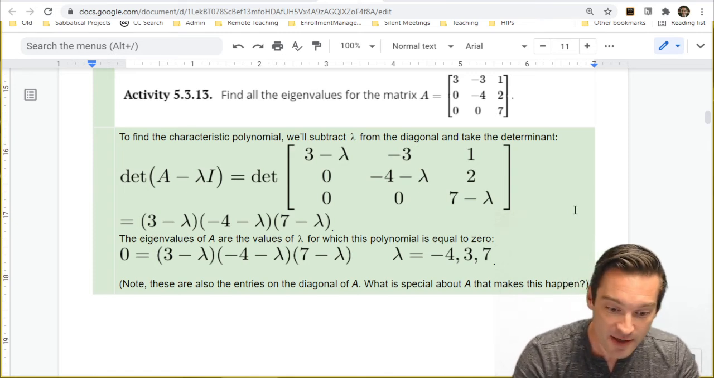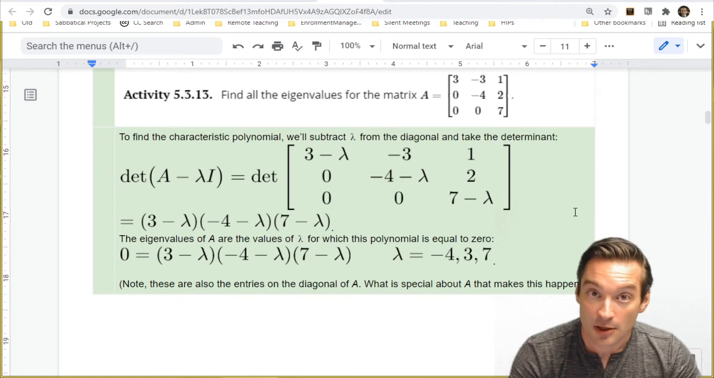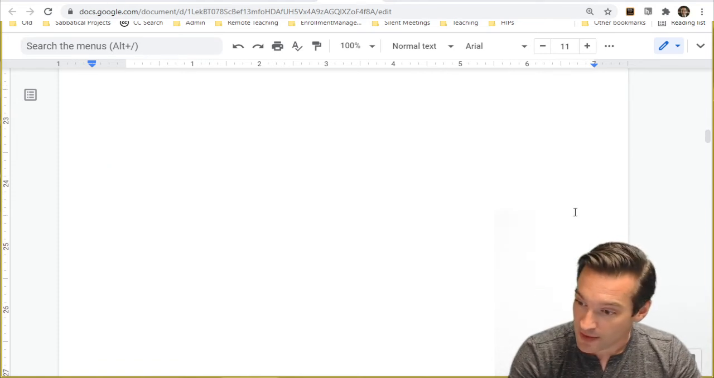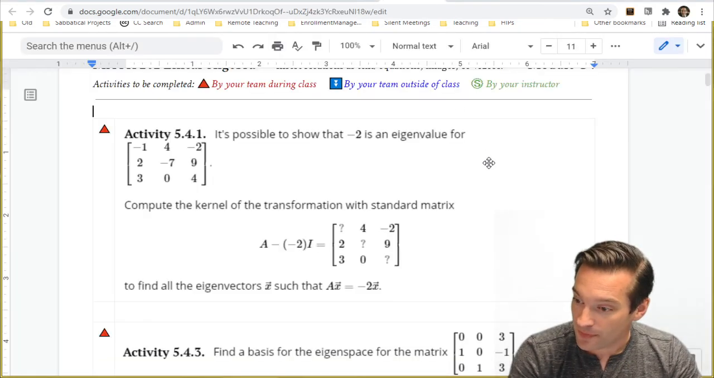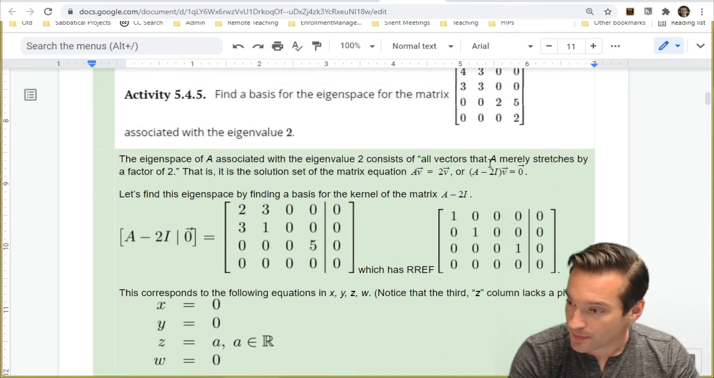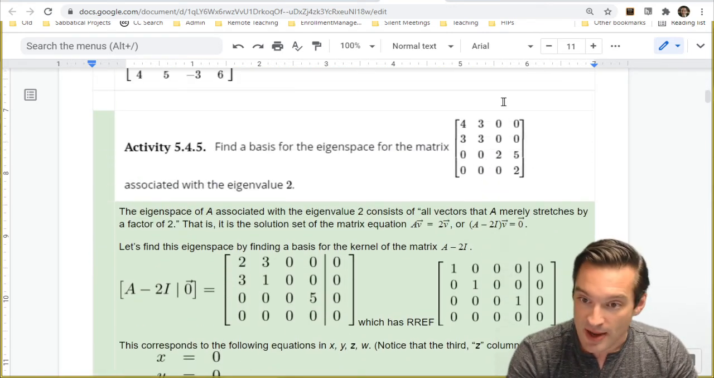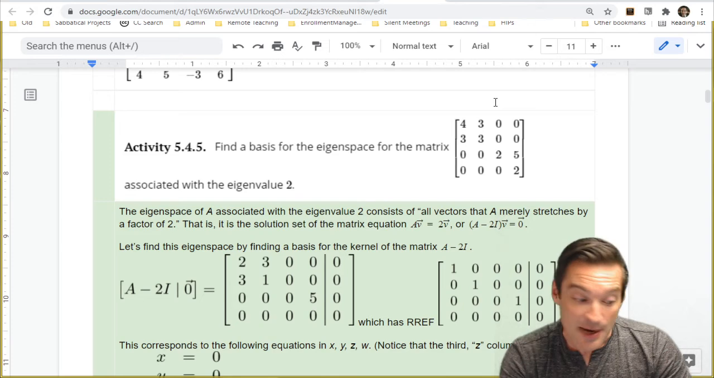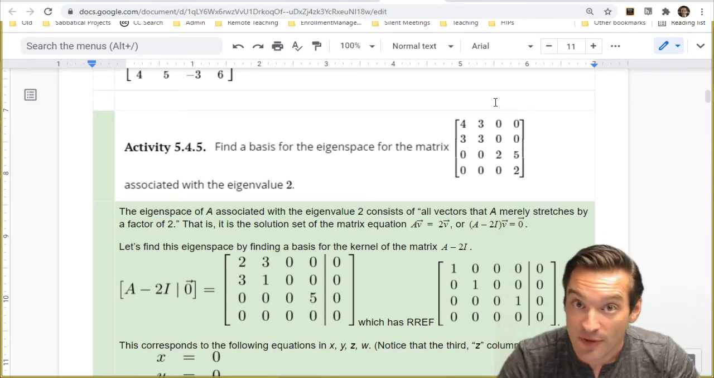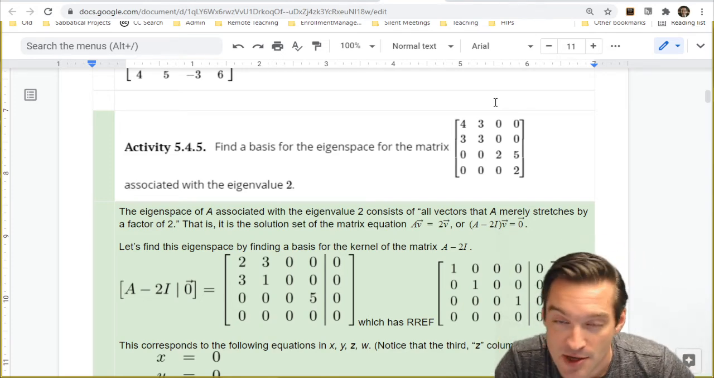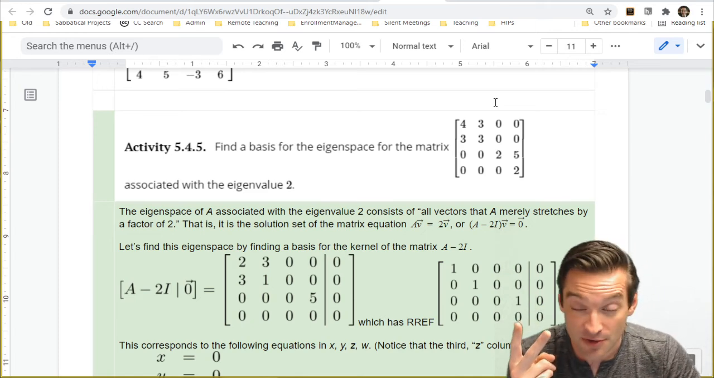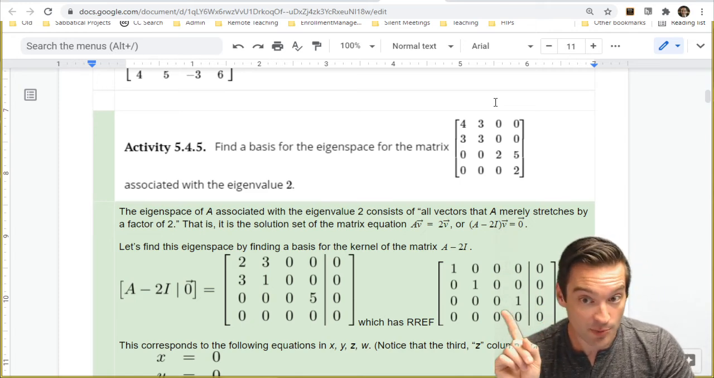We can do that by finding solution sets for the associated homogeneous equation. Let's walk through an example of that from the last section of this chapter. Suppose that you hand me a 4 by 4 matrix, and we do the whole process of figuring out what the eigenvalues are by solving the characteristic equation, and we find out that one of the eigenvalues is 2.